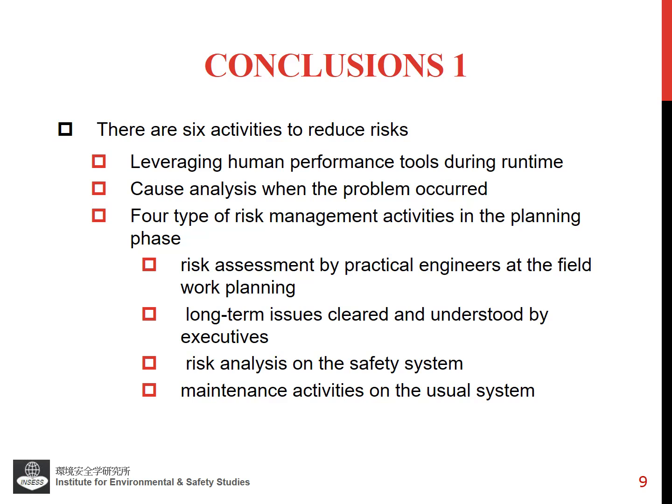The conclusion: there are 6 activities to reduce risks. Firstly, leveraging human performance tools during runtime. Second, cause analysis when a problem occurs. But the most important thing for risk reduction is the planning phase. The risk management activities appear in risk assessment by practical engineers at field work planning, long-term issues created and understood by executives, risk analysis on the safety system, and maintenance activities on the usual system.